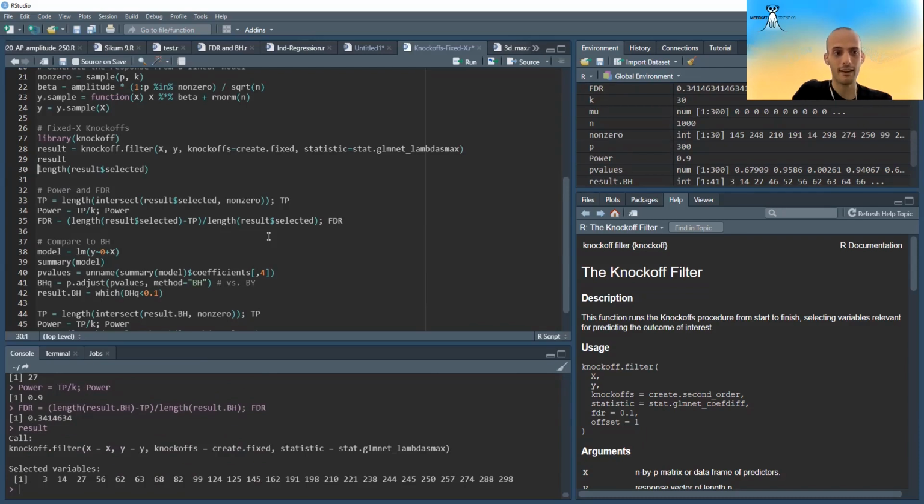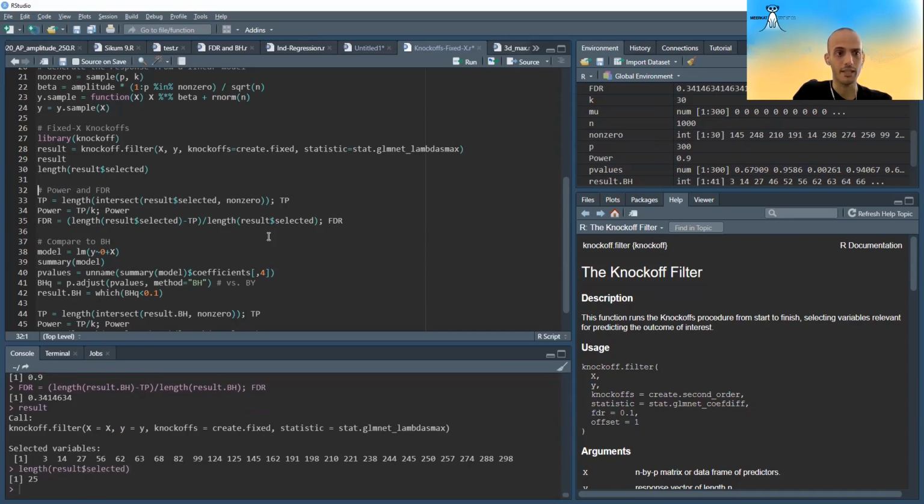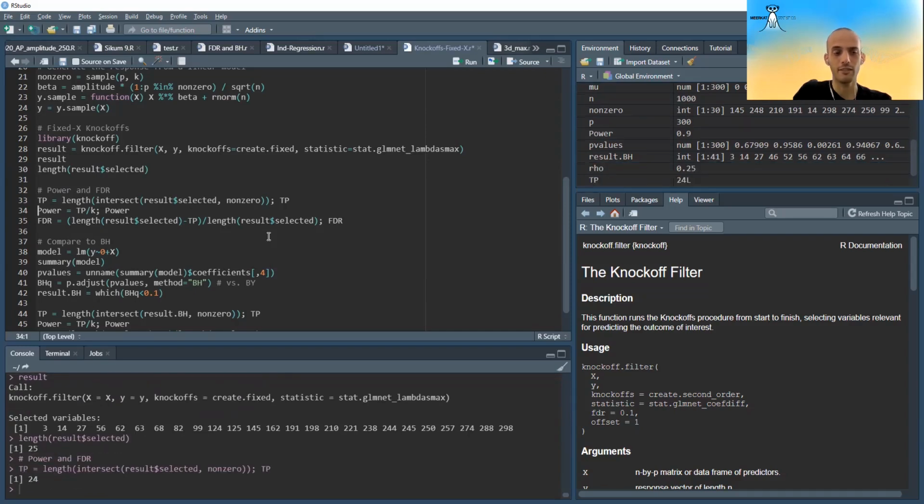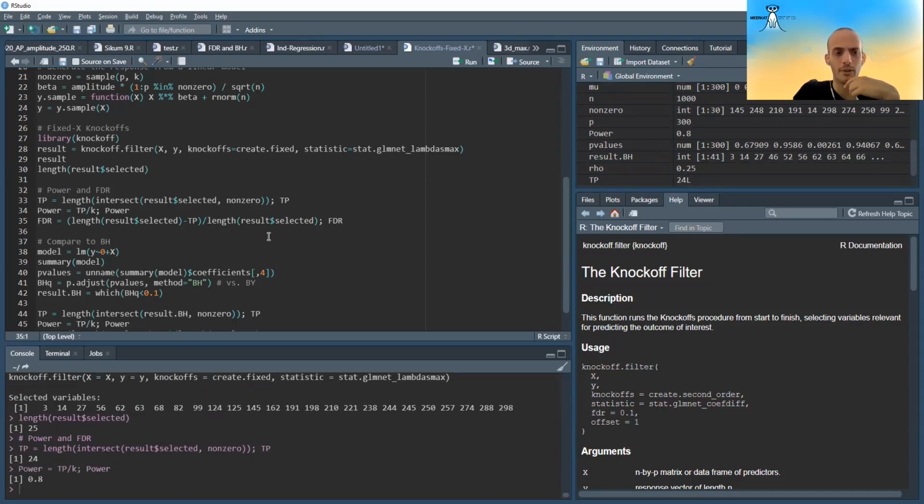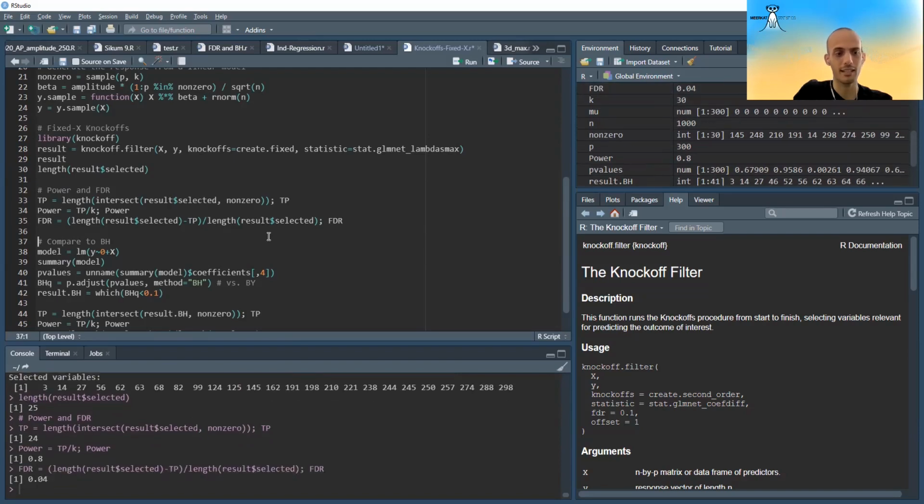So these are our results that came out from the knockoff filter. We can see we have 25 discoveries, and 24 out of them are actually true. So the power is 0.8, so 80%, and the FDR is 0.04.